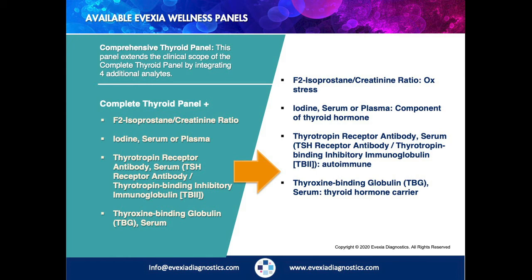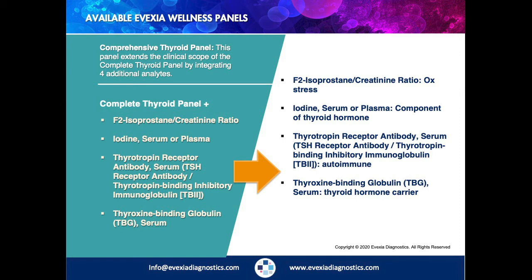Next is an analyte called thyrotropin receptor antibody. Now, this analyte is an autoantibody to the thyroid gland receptor for the thyroid stimulating hormone. And it's been demonstrated in 90% of patients with Graves' disease, meaning hyperthyroidism.